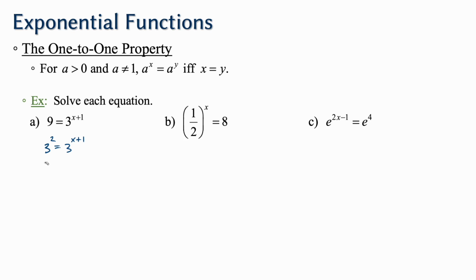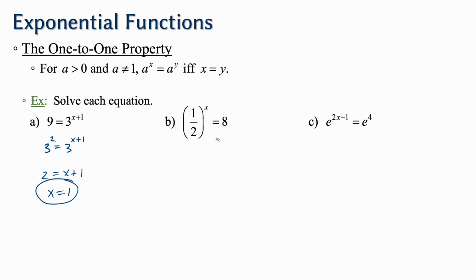So because I have an equation now where the bases are the same, and I know they're equal, that means this exponent must equal this one. So to solve for x, I can just set 2 equal to x plus 1. In doing so, it tells me that x must be 1. Now, that's very straightforward because I think it's pretty obvious with 9 and 3.